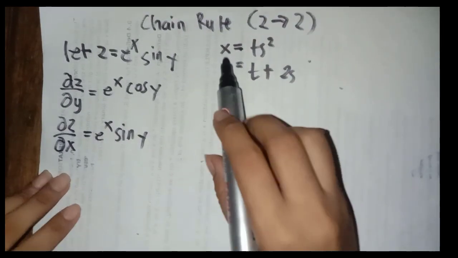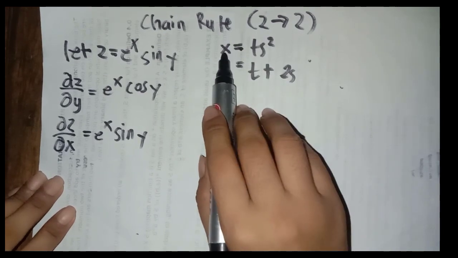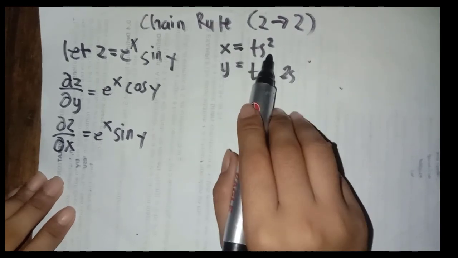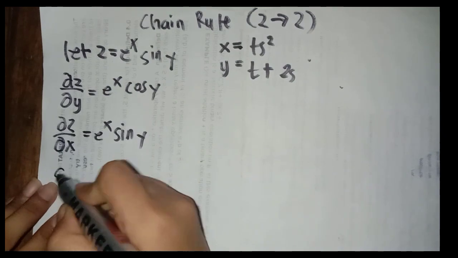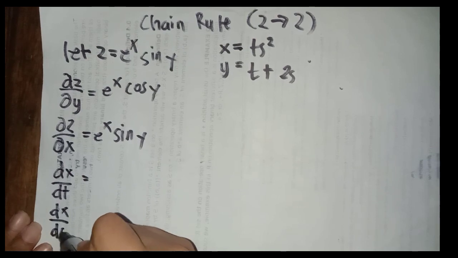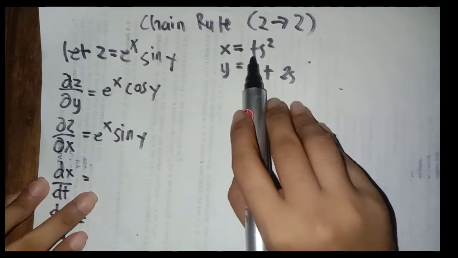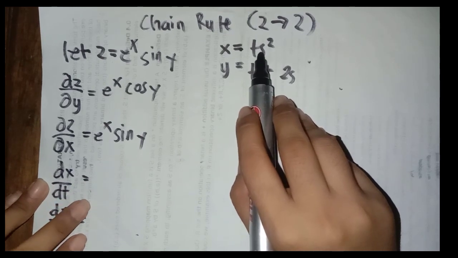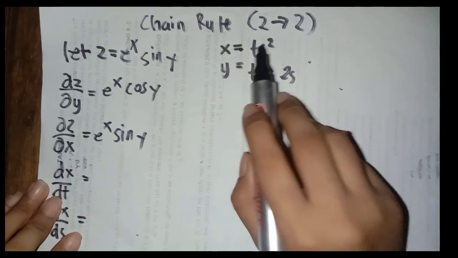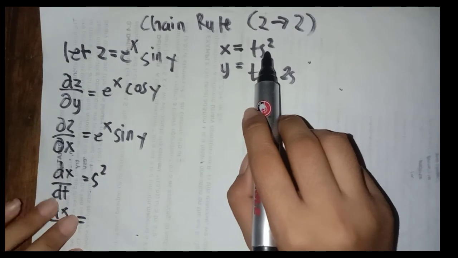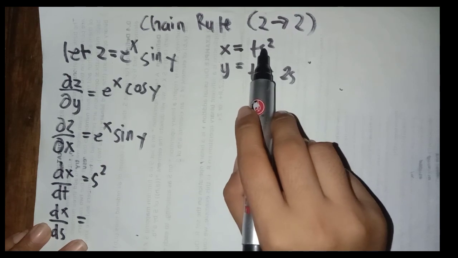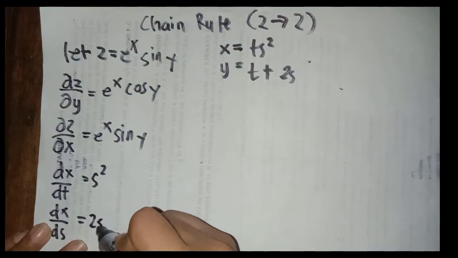And then we will find the dx with respect to t, and then dx with respect to s. So dx over dt, and then dx over ds. If we derive this part with respect to t, we will get 1, then the remaining part is s squared. And then if we derive this part with respect to s, we derive the s squared, so we have 2s, then copy the t, 2st.